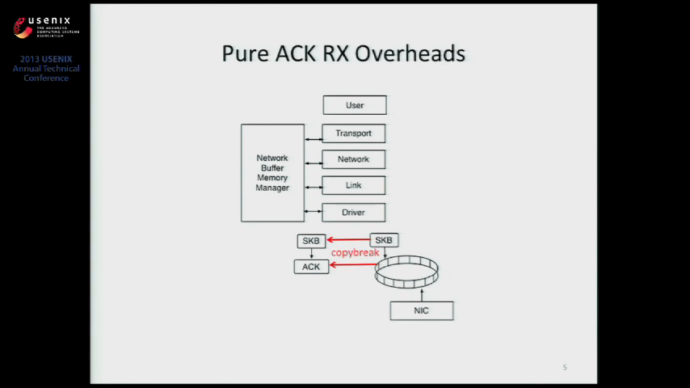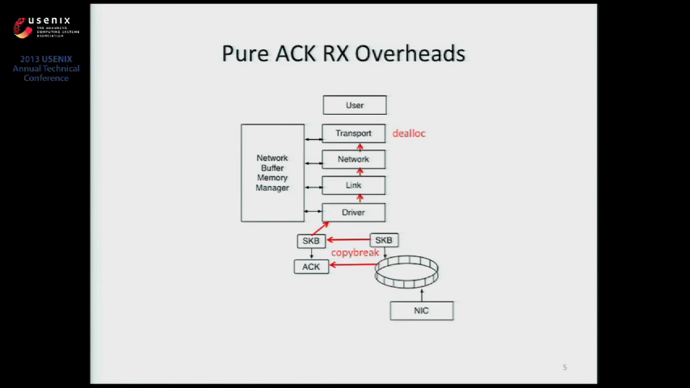Whenever an ACK is received, drivers today do something called a copy break. They allocate a new socket buffer and an accompanying data buffer, and copy the received ACK into this smaller buffer so that the original, bigger buffer in the DMA ring can be reused for the next packet receive. Then the cloned socket buffer is passed up the network stack to the transport layer, and it's deallocated once the ACK processing has been performed.